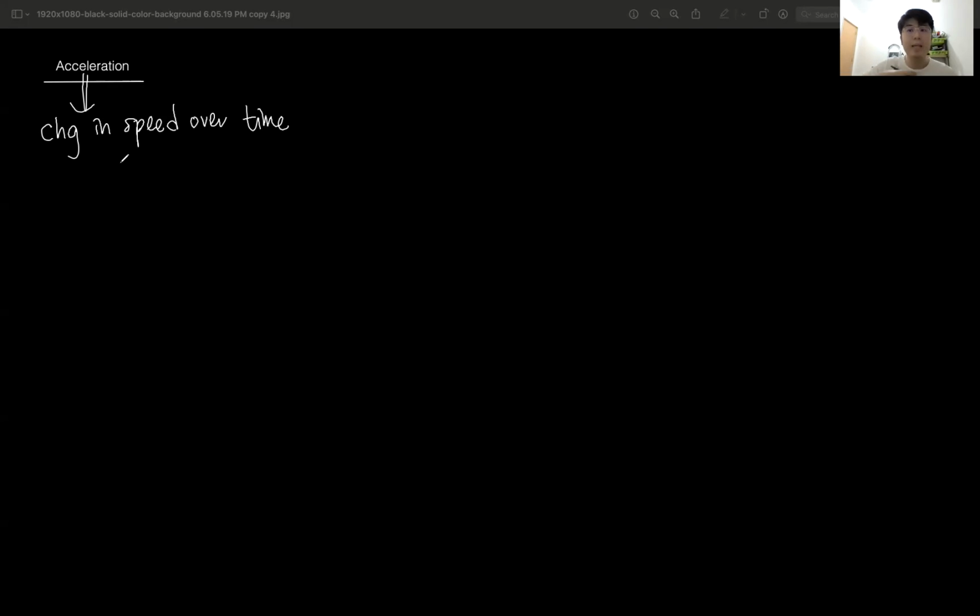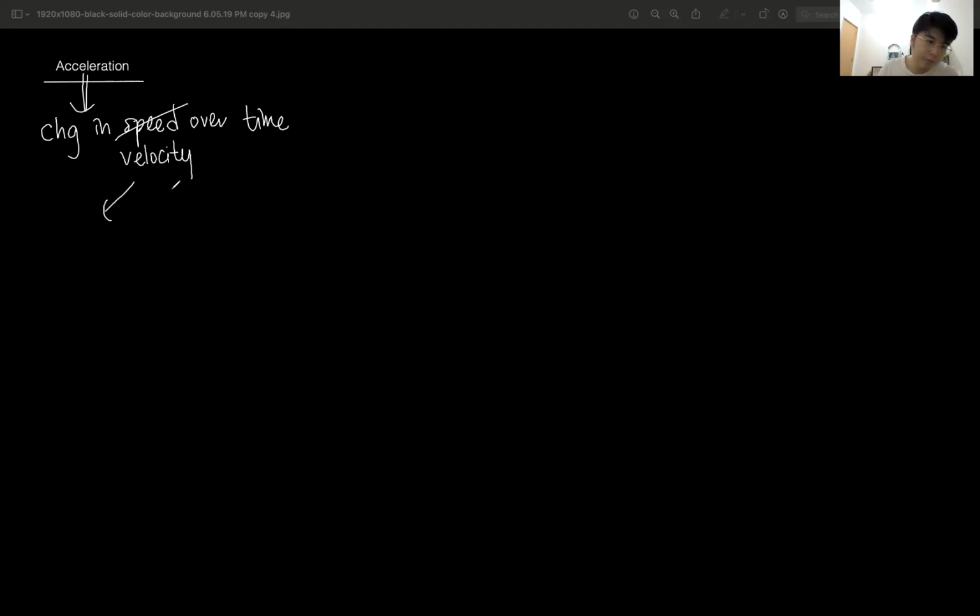And that is how your body knows, and then your body will respond to the motion. Like when the car accelerates, you lean backwards. When the car brakes, you lean forward. So your body responds to this acceleration. Let me correct this: this one should be velocity. The change in velocity over time is acceleration.